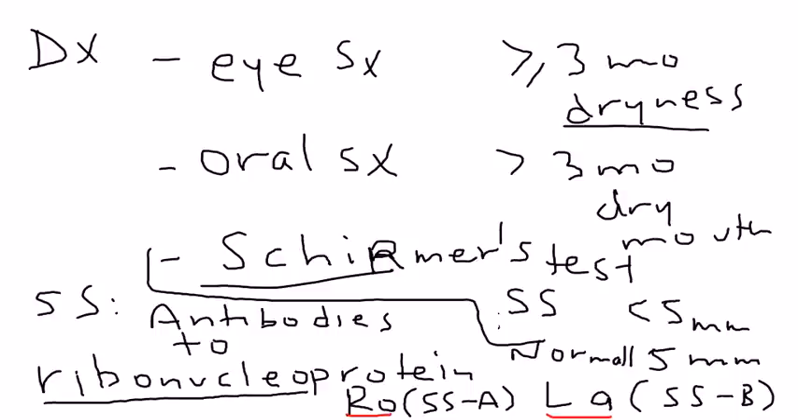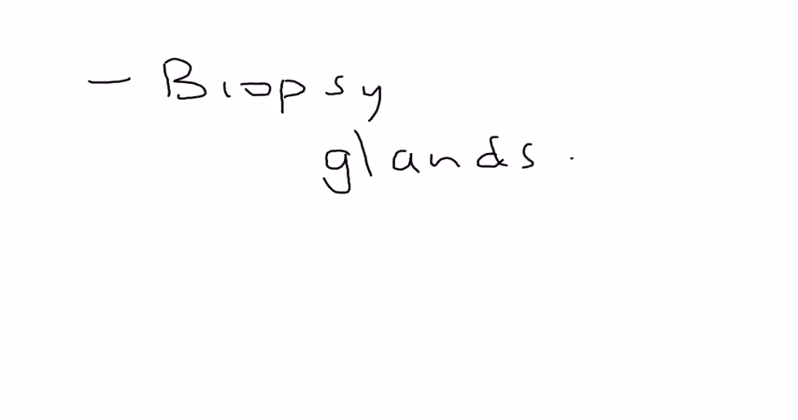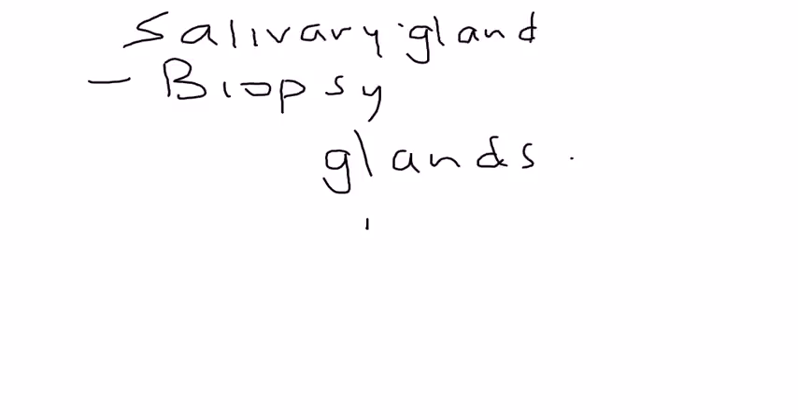And then the final thing, I can just erase it all. The final thing, which is sometimes done and always done, is a biopsy. A biopsy of what? Biopsy of any of the glands that are affected, usually the mucosal glands and salivary gland biopsy. We'll just write that in here, salivary gland. And that's done to look at the histopathology under a microscope to check.